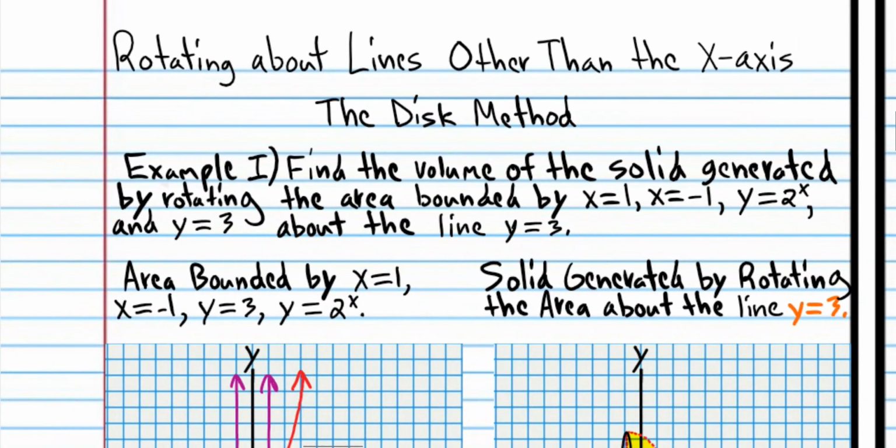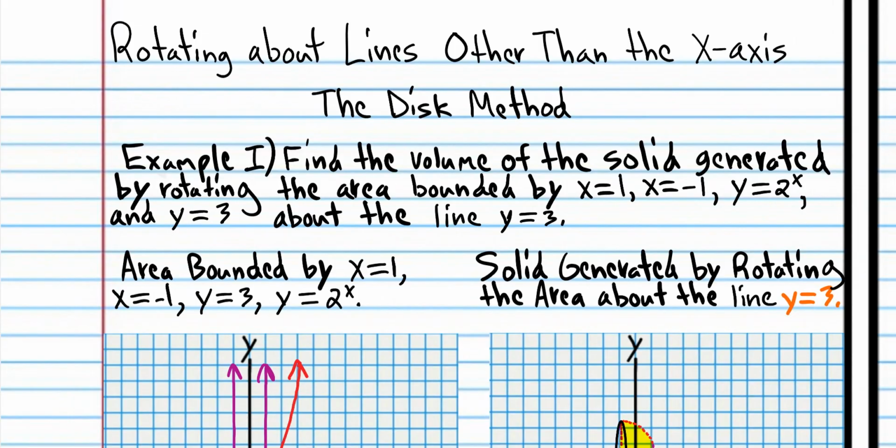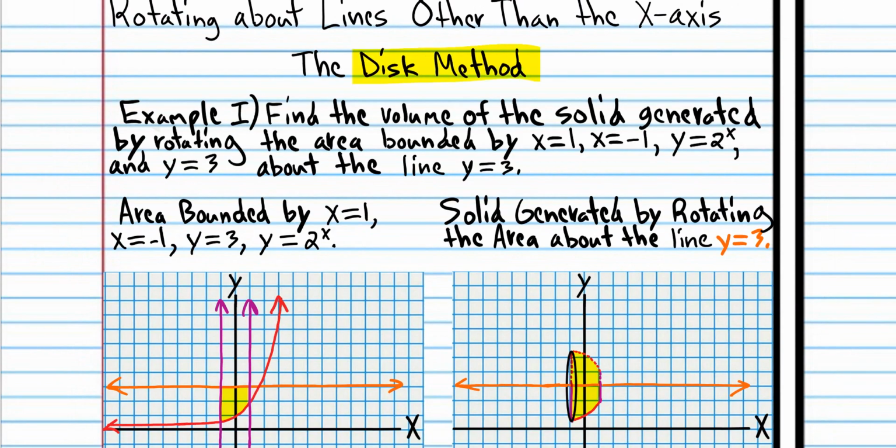So in the previous class, we learned how to find the volume of solids that were produced by rotating an enclosed area about the x-axis. But today we're going to do the same thing, but we're going to rotate about a line other than the x-axis. So we're rotating about lines other than the x-axis, and we're going to start with a problem that uses the disk method.